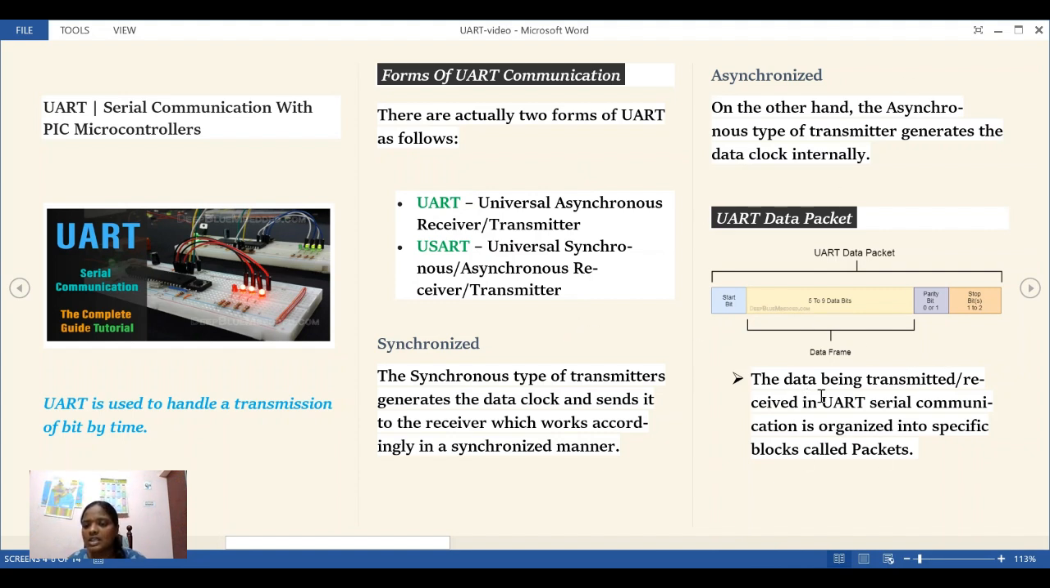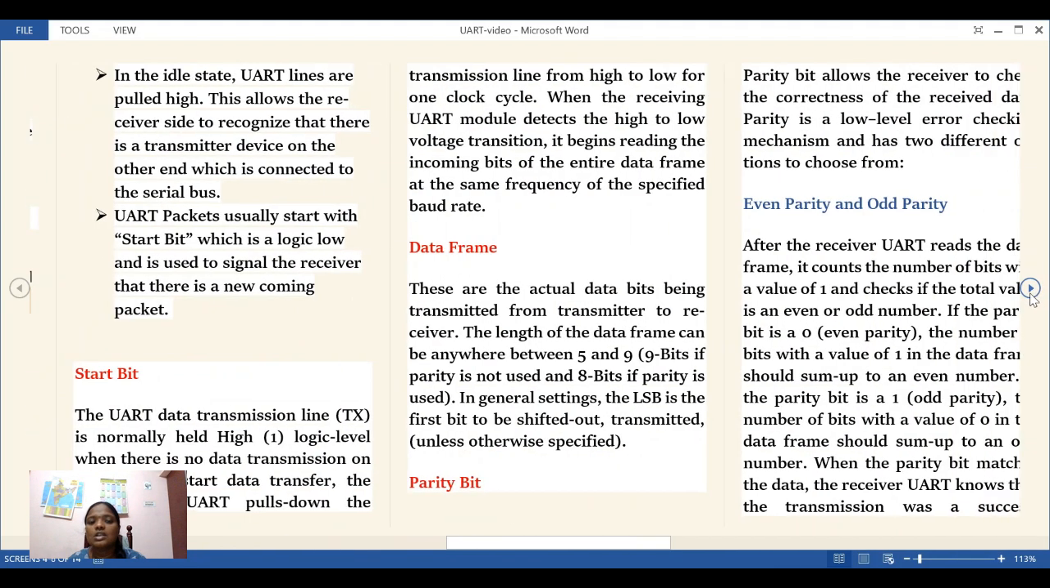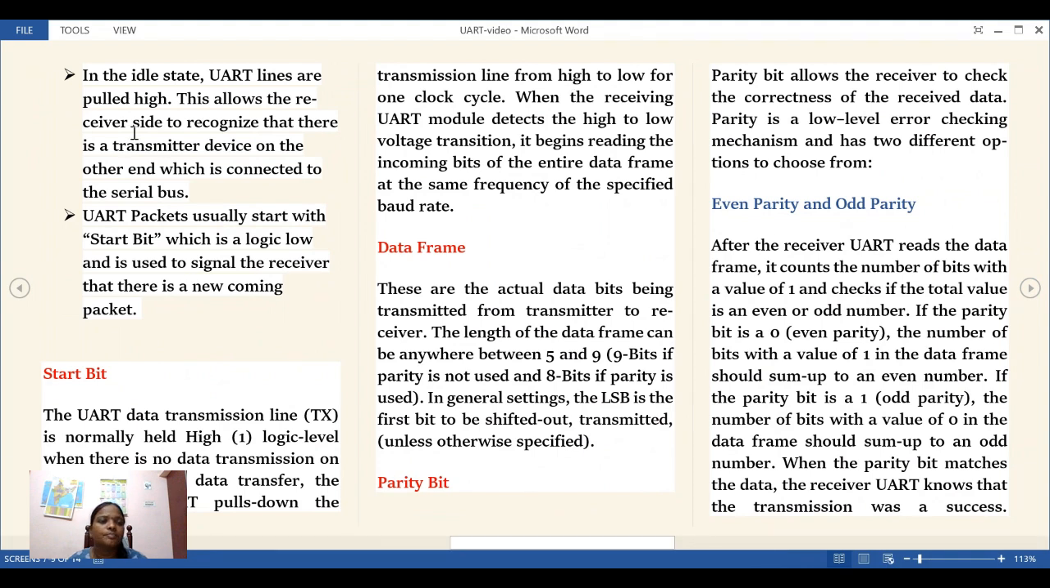So let us see here the data packet. The data which is going to be transferred or received in UART serial communication is organized into a specific block, and that block is called a packet. Next, in the idle state, the UART lines will be pulled high. This allows the receiver side to recognize that some data is going to be transmitted from the transmitter end, which is connected to the serial bus.